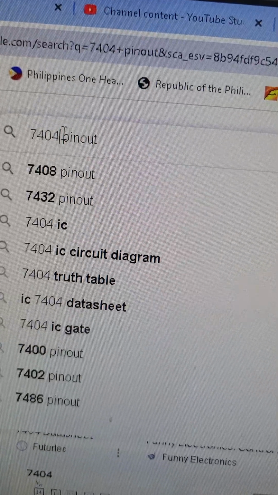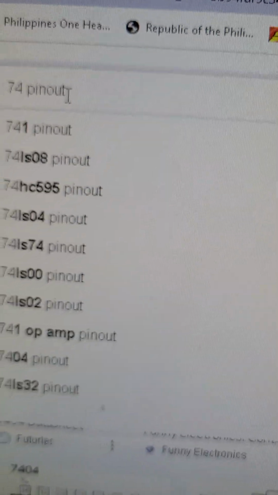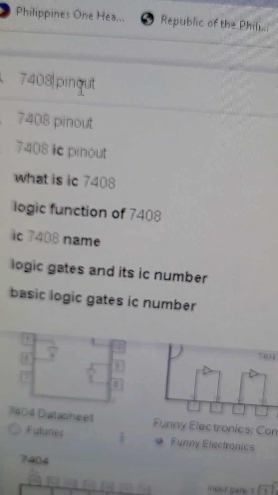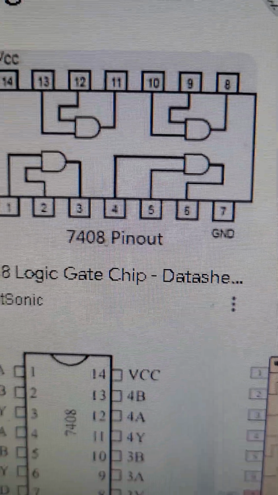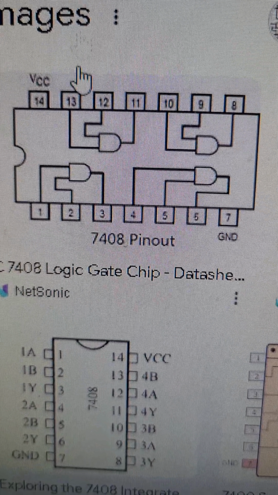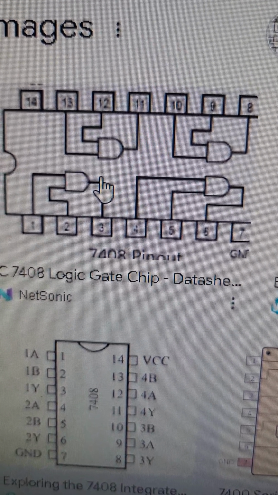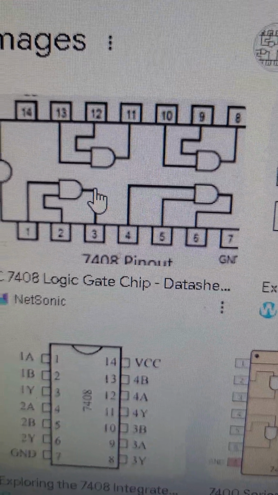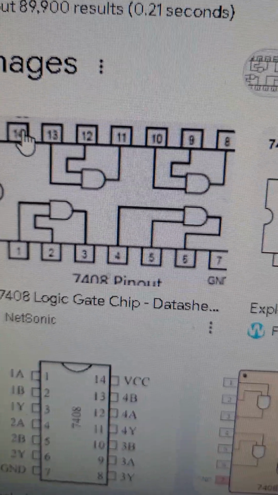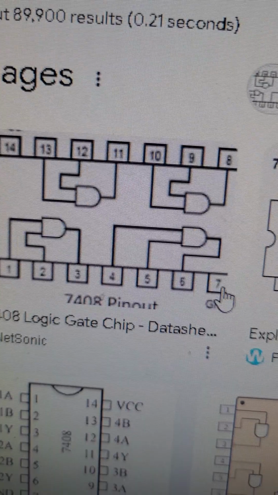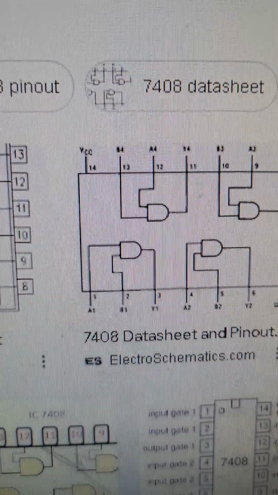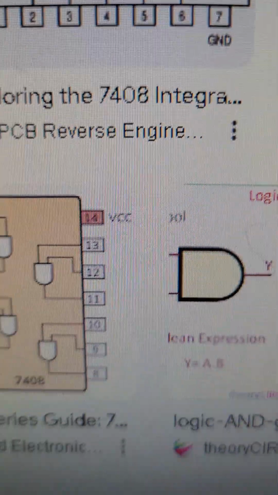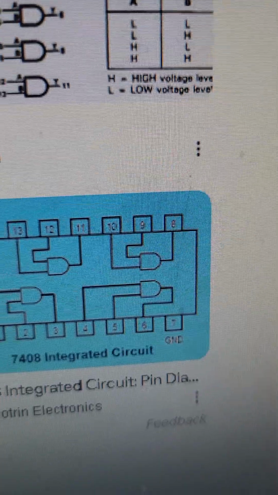And for the 7408 AND gate, we have your 7408 pin out. Okay, so that one is the 7408. So that's a 14 pins IC. 14 is VCC or positive supply, and 7 is the ground. So those are the 7408.